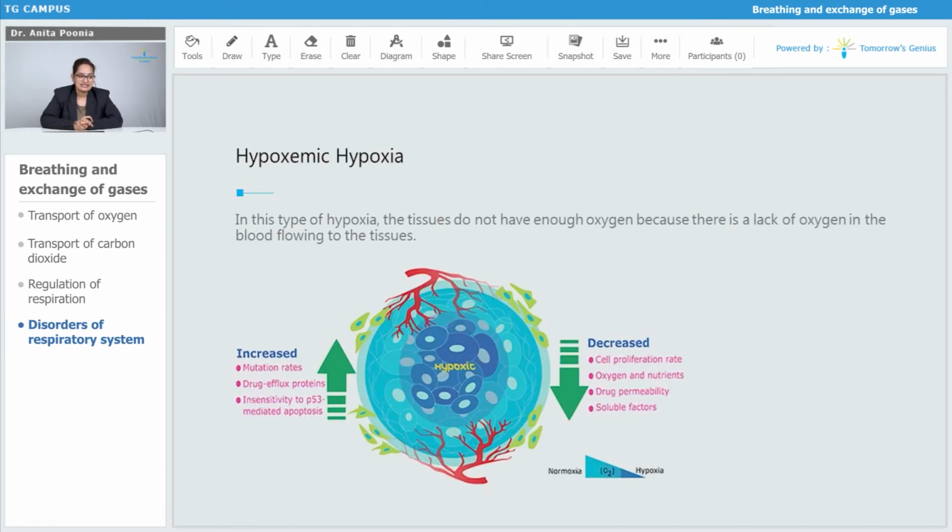Hypoxemic hypoxia. In this type of hypoxia, the tissues do not have enough oxygen because there is a lack of oxygen in the blood flowing to the tissues. This is an increased mutation rate, a drug efflux protein, insensitivity to various components here. This is decreased cell proliferation rate, oxygen and nutrients, drug permeability, and soluble factors.